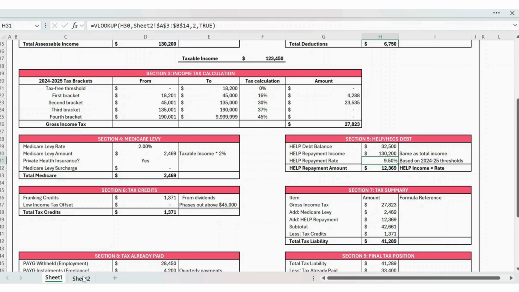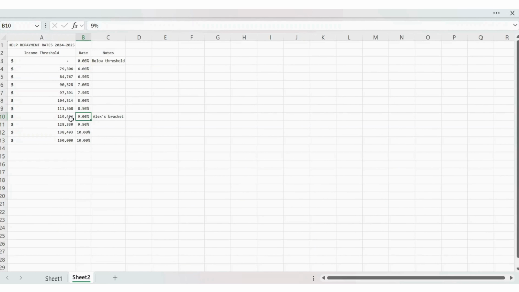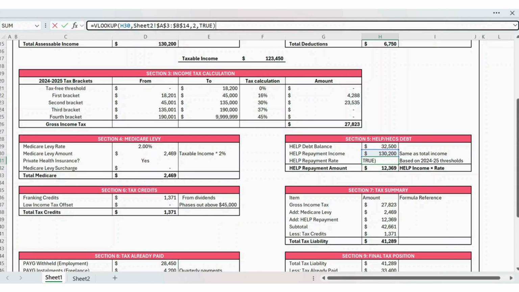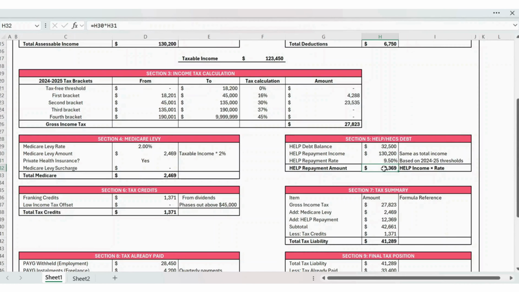Looking at Sheet 2, $130,200 is between $119,464 and $128,330, so his repayment rate is 9.0%. He therefore owes 9% of his repayment income. 9% of $130,200 equals $11,718. This is collected through extra withholdings by his employer.